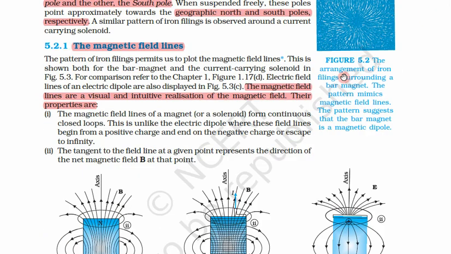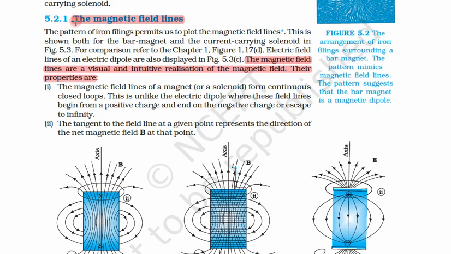Now similar to electric field lines, we have magnetic field lines. The pattern of iron filings permits us to plot magnetic field lines. So now we will see the magnetic field lines for a bar magnet and a current carrying solenoid. We have already studied what a solenoid is. Also for comparison we have electric field lines for an electric dipole.